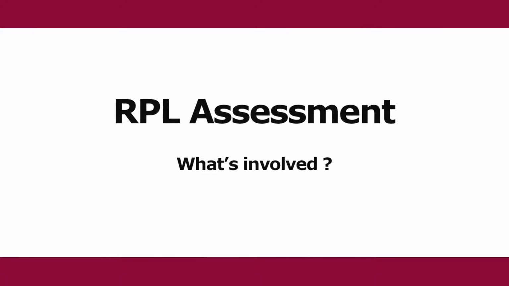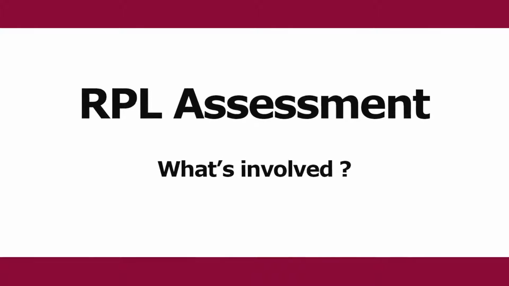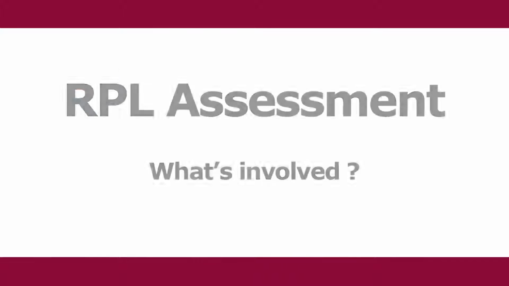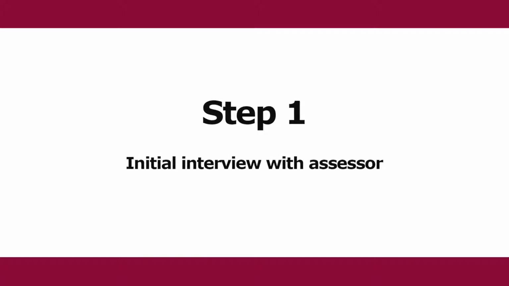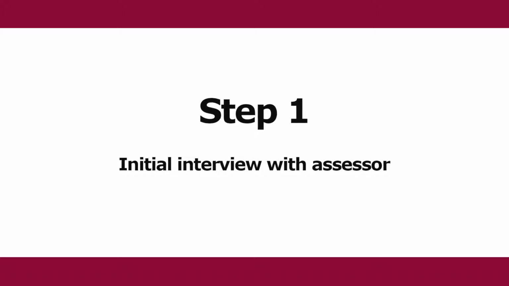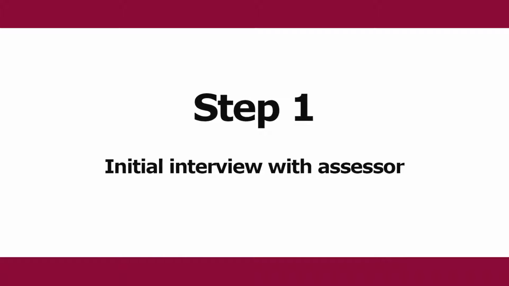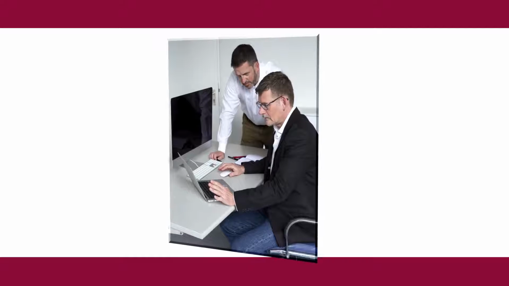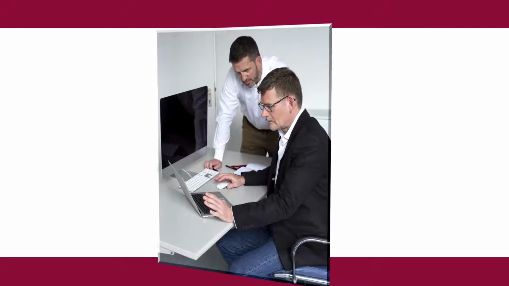Now you have completed your application, let's look at an overview of what's involved in the RPL assessment process. The steps are also outlined in your RPL Candidate Guide. The initial interview is a planning interview and a chance to discuss with your assessor the information and documents you have provided with your application. Your assessor will also help you to select your elective units and develop an RPL assessment plan.